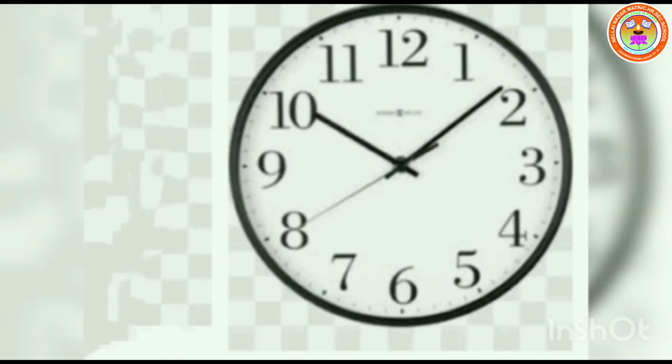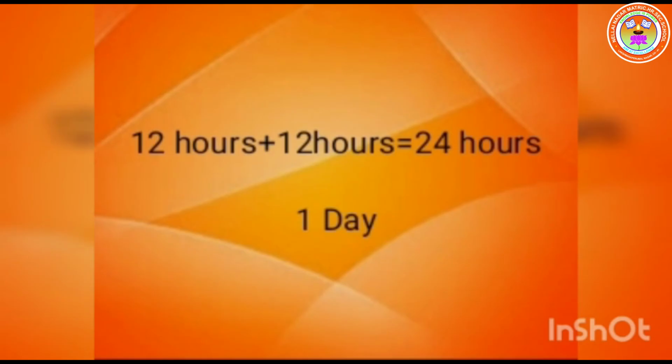The hour hand takes 1 hour to move from one number to the next number. The minute hand moves faster than the hour hand and takes 5 minutes to move from one number to the next number. The second hand moves very fast and it takes 5 seconds to move from one number to the next number. Children, 12 hours plus 12 hours is equal to 24 hours. One day has 24 hours.